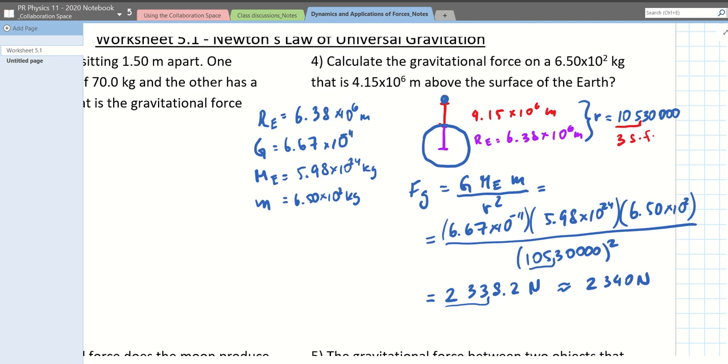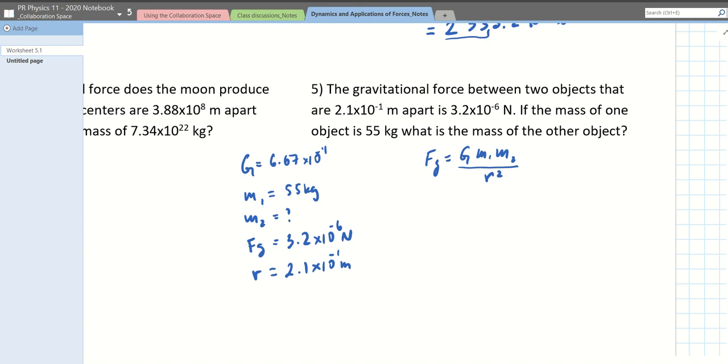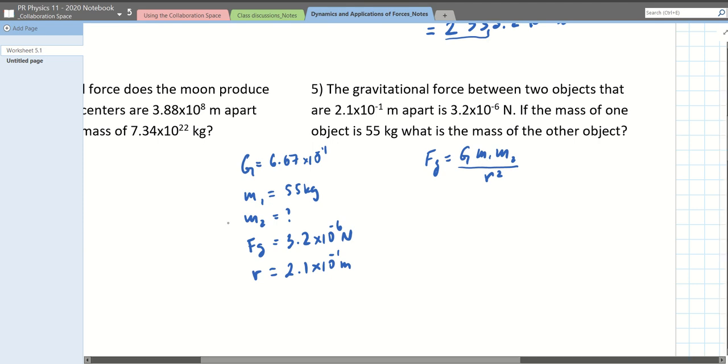The next question people asked me for was number 5. In this case, it says the gravitational force between two objects is given to us. So we have the Fg, and we're given the distance apart, so we have the r. It says if the mass of one object is 55, so we have the value for m1, what is the mass of the other object? So basically we have to manipulate the equation, solve for m2 first, plug in all the values that were given to find the one unknown here. So m2 is the unknown. Take your equation, rearrange it for m2, which means we need to first multiply both sides by r squared, so we're going to get Fg times r squared.